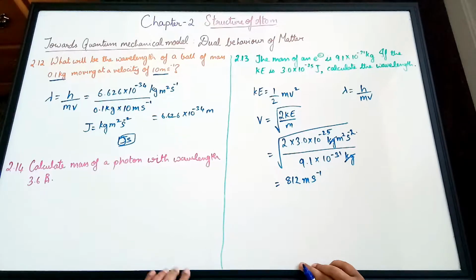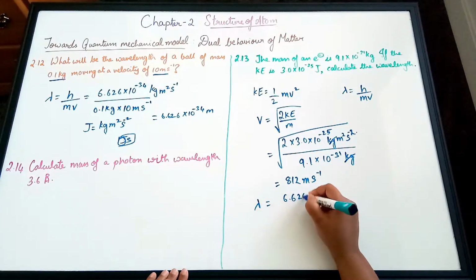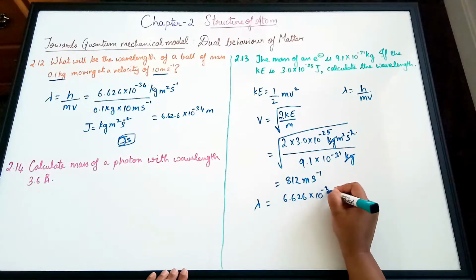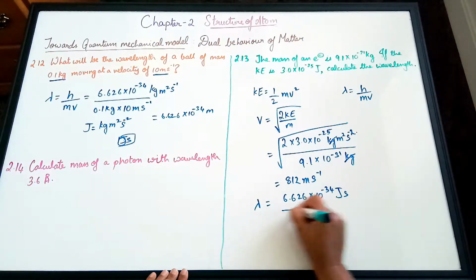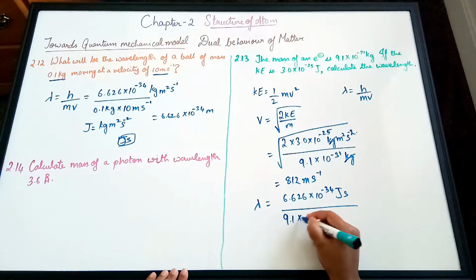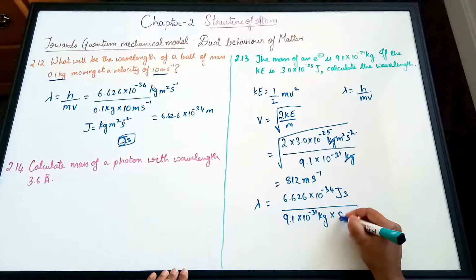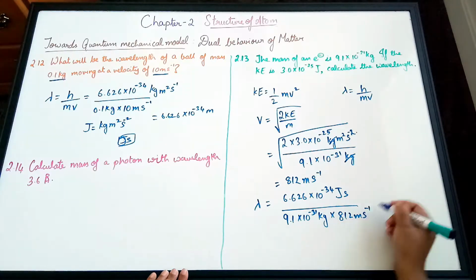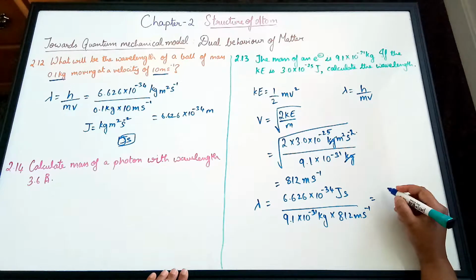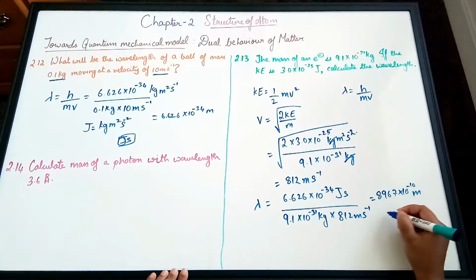Now this is directly substituted over there, so lambda will be 6.626 into 10 to the power minus 34 joules second, divided by mass into velocity, right? So 9.1 into 10 to the power minus 31 kilograms into 812 meters per second. This is equal to 8967 into 10 to the power minus 10 meters, or this can also be written as 896.7 nanometers.